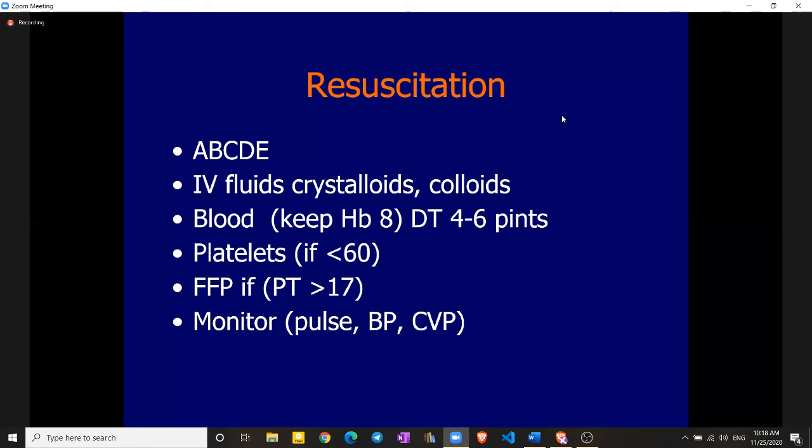So then examination, and you have to do all this at the same time. IV fluids. Right. IV fluids. So, depending on the pressure, either crystalloids or colloids.